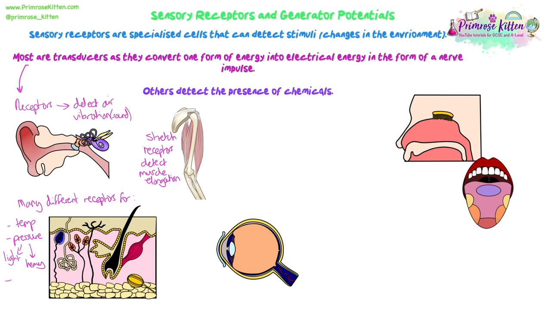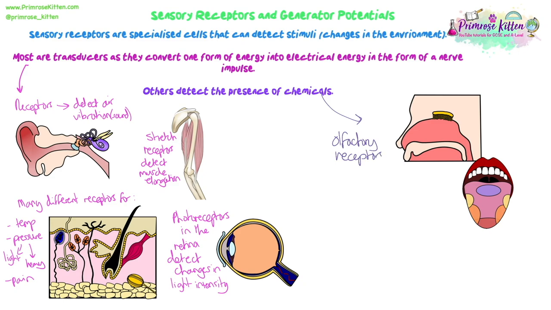So changes in light intensity generate an electrical impulse, and we'll learn more about specific types of receptors, including some that are found in the skin for pressure and the eye as well. Others detect the presence of chemicals. So in your nose and your mouth, it works slightly differently.